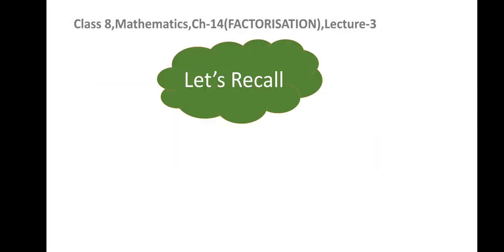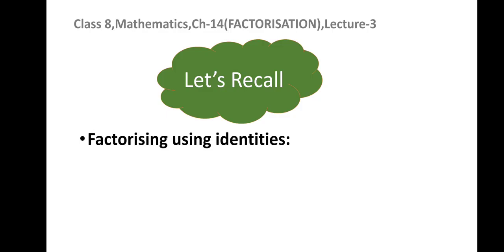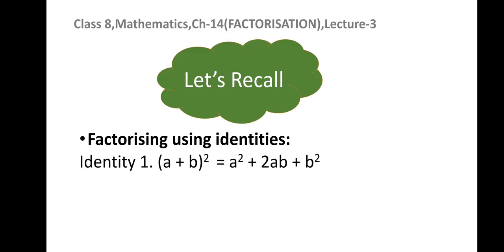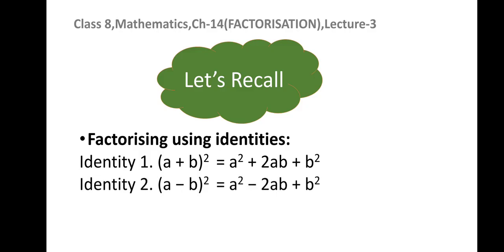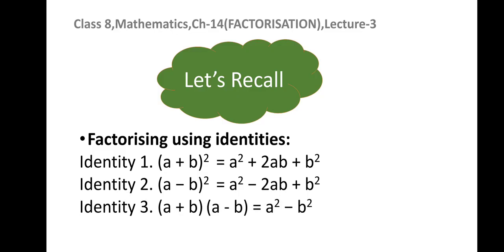So let us recall first factorizing using identities. Dear children, you must have learned the identities in the previous lecture as well as in the previous chapter. So this is identity number 1, that is a plus b whole square equals a square plus 2ab plus b square. And identity number 2 is a minus b whole square is equal to a square minus 2ab plus b square. Identity number 3 is a plus b into a minus b is equal to a square minus b square.